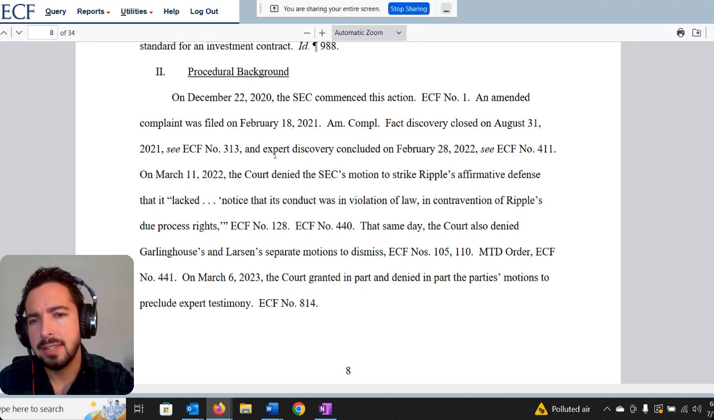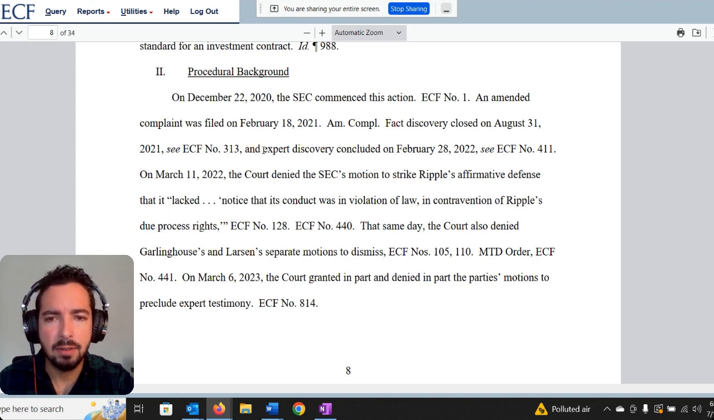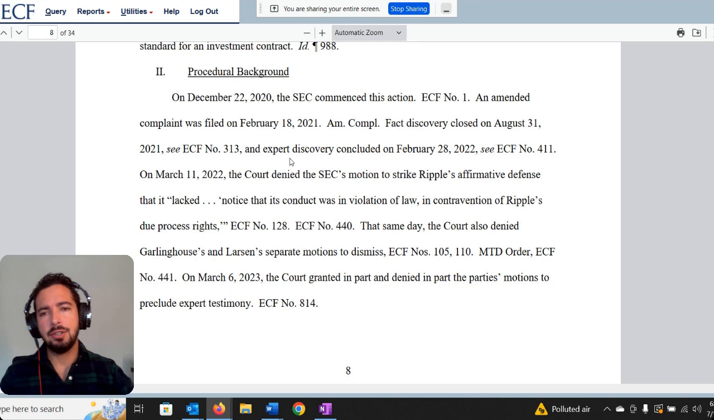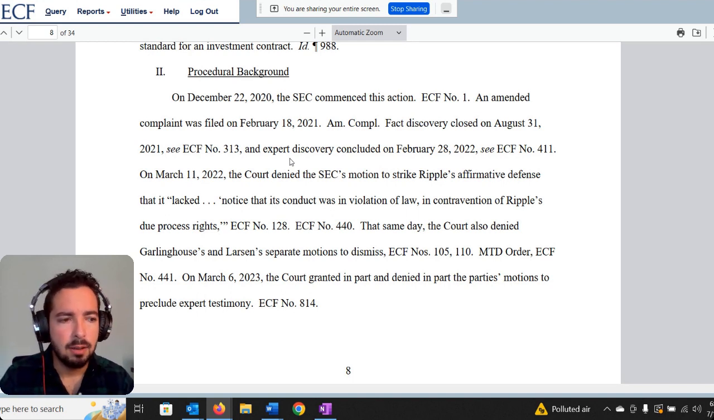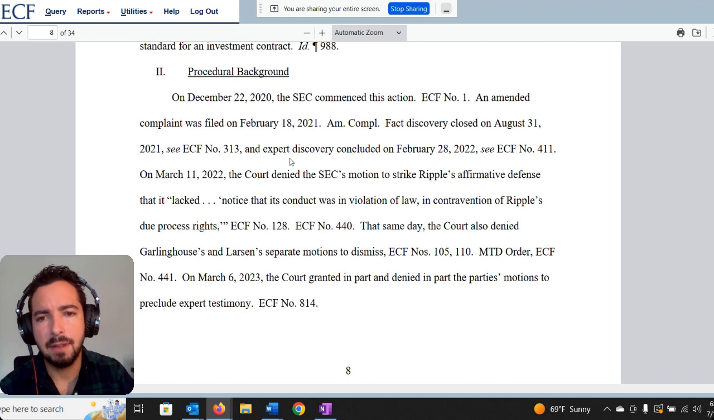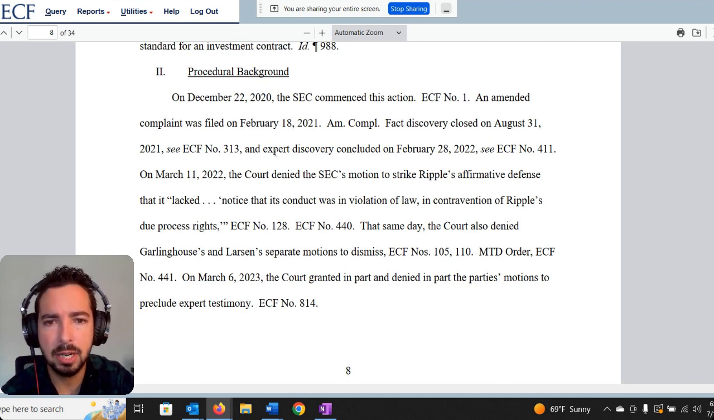And expert discovery is kind of the same thing, but as the name would imply, it involves experts. So in litigation, when there are topics that someone has to have specialized knowledge in order to be able to talk about, it's going to be expert testimony for the most part. And they produce reports about what they're going to say. And that is something that is also subject to discovery. So there can be depositions, which are formal interviews to find out really what this expert is going to say. So that period concluded February 28th, 2022. That's a good amount of time.